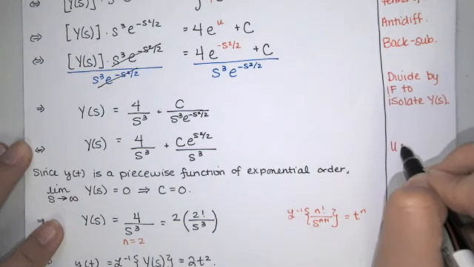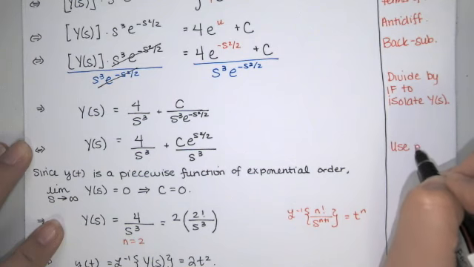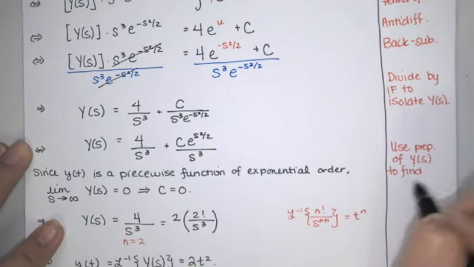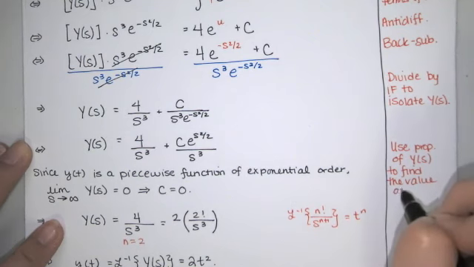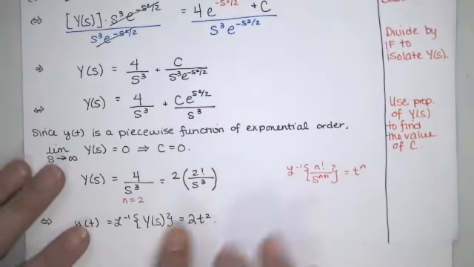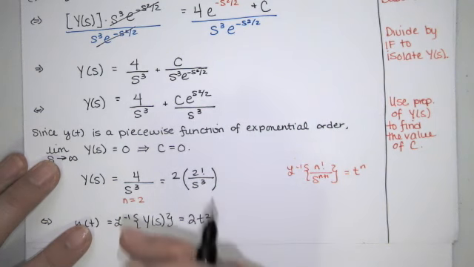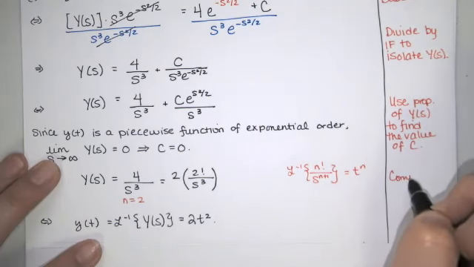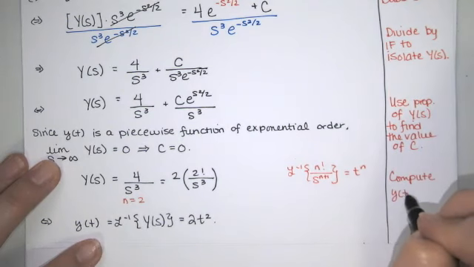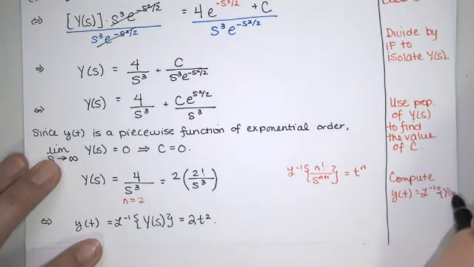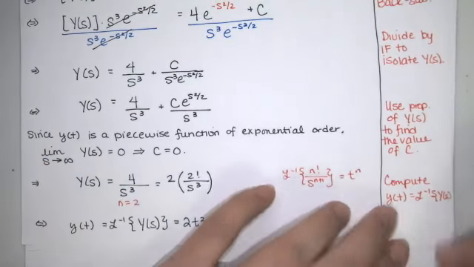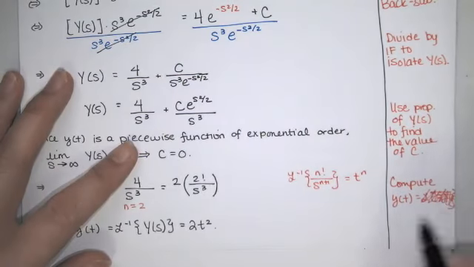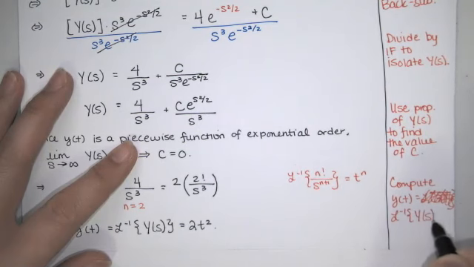So let's say we'll use the properties of y of s to find the value of c. Then we've got y of s in a form that we can compute the inverse transform of just looking at our table. So then we compute the inverse transform. Okay, it looks like I ran out of space there. Might be better if I did this. There we go.